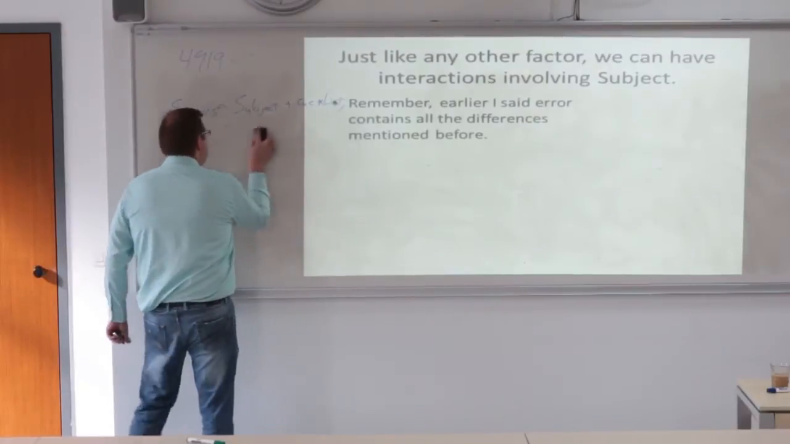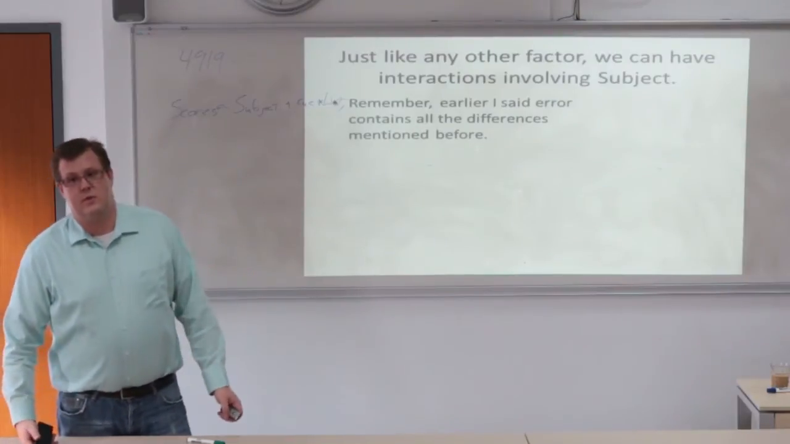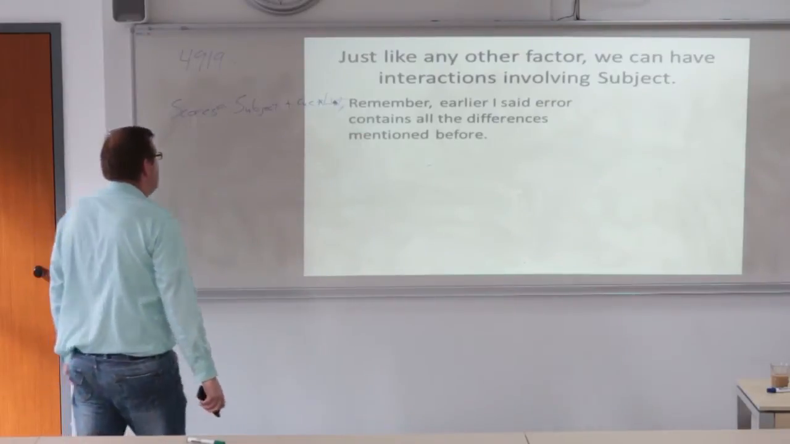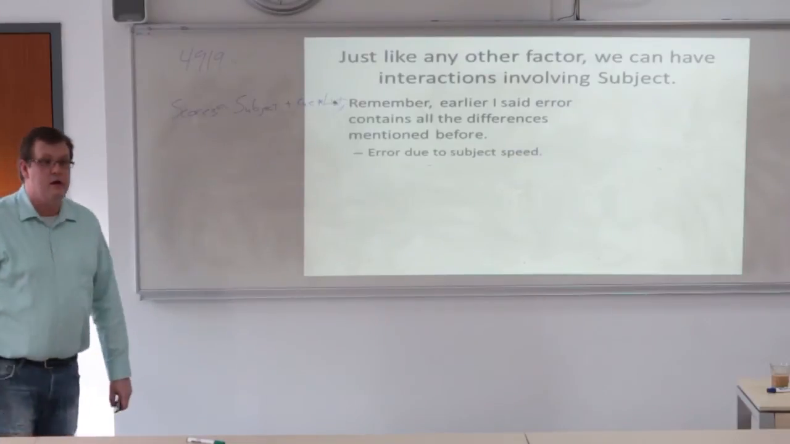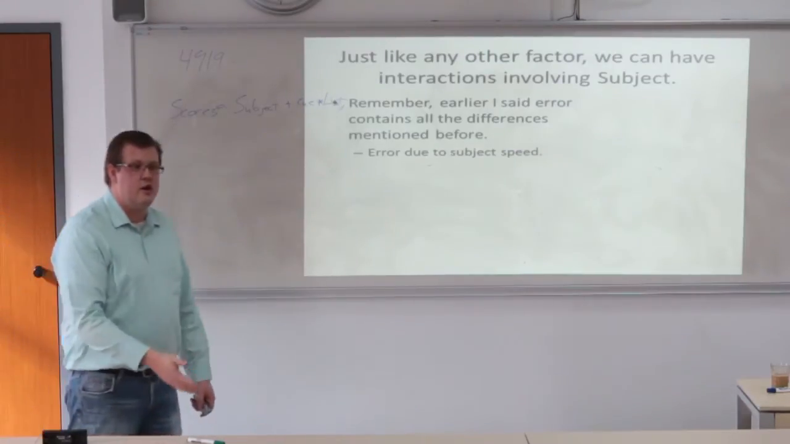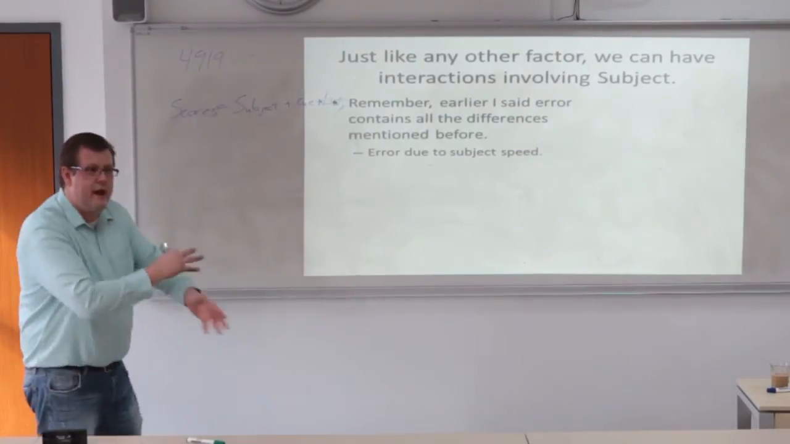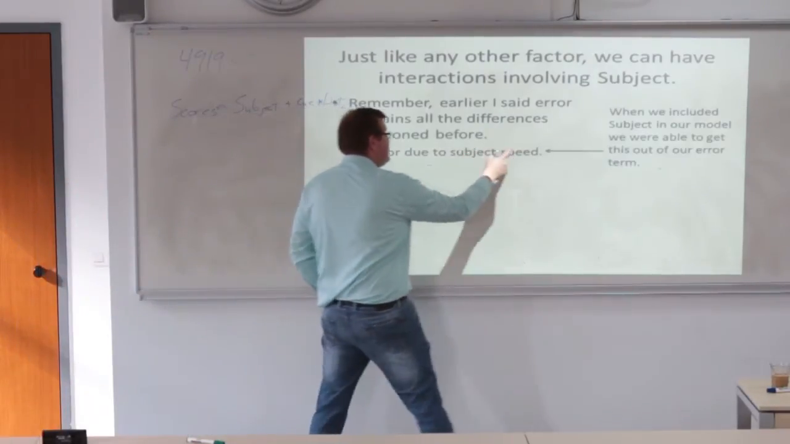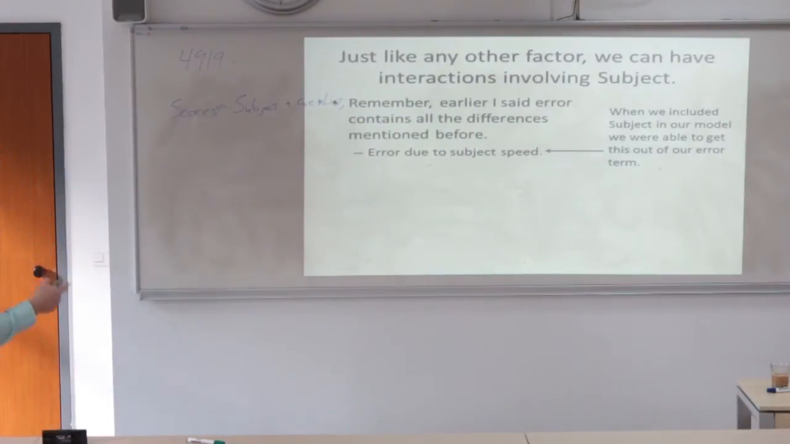Since subject is just like any other factor, it can interact with any other factor or any other interaction of factors. So, earlier I said that the error contains all of the differences mentioned before, which are things like error due to subject speed, error due to gender, error due to all of those things that have to do with individual subject differences unrelated to interactions between the effects that we're interested in, right? So this is what we got rid of when we included subject in our model the way that we did before. We were able to pull that out of the error term.